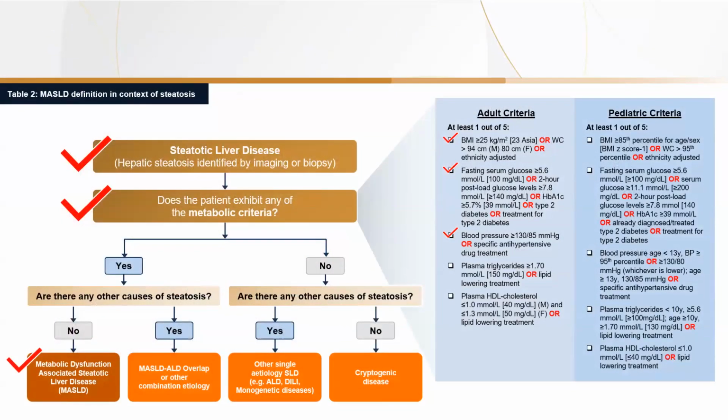Okay, so back to JP. He has hepatic steatosis identified on his imaging. He does exhibit metabolic criteria. We didn't see any other causes of steatosis. So he's got the elevated BMI. He's got the elevated fasting serum glucose. He's got elevated blood pressure. He's on medication for his blood pressure. So we know that he's checking off those boxes. And we can pretty much make the assumption that he's got metabolic dysfunction associated steatotic liver disease. Now, if we got his PEth test back and it was elevated, then we might be looking at the MASLD ALD overlap.